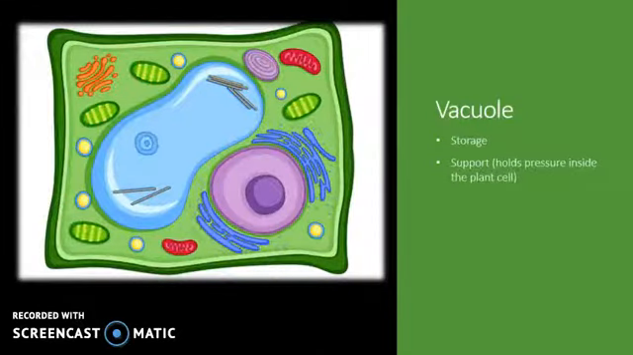Last but not least, we have the vacuole. This is mainly used for storage. Inside the plant cell, there's usually one very, very large vacuole. This helps to support the plant cell by holding the pressure inside the cell. So if we didn't have this vacuole, there would be all this empty space and it wouldn't be able to stay supported from the inside. Essentially, it's for storage most of the time. It also isolates harmful materials inside the cell and gets rid of unwanted materials from the cell if need be.